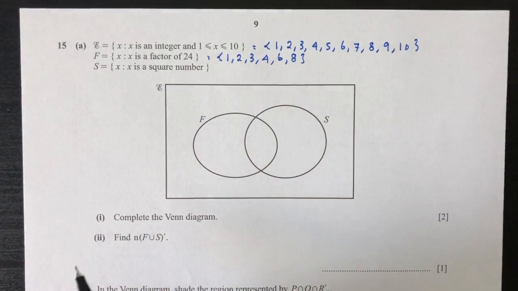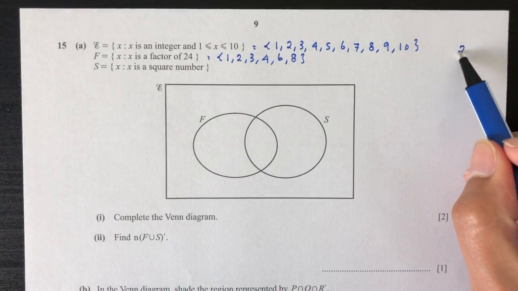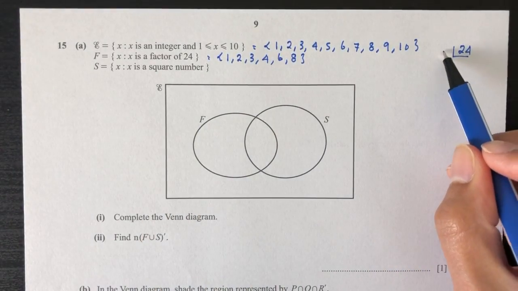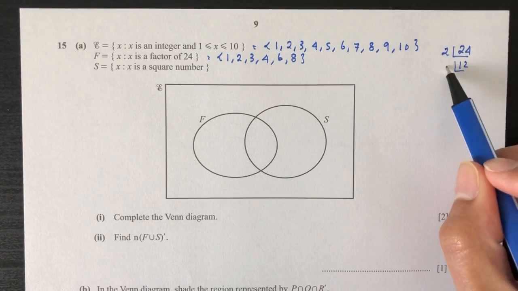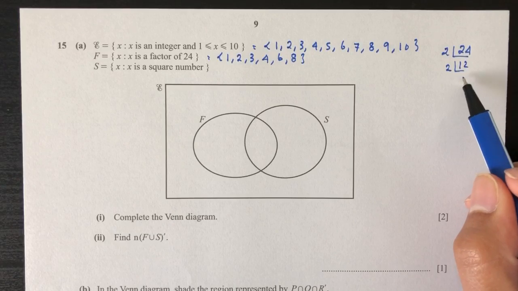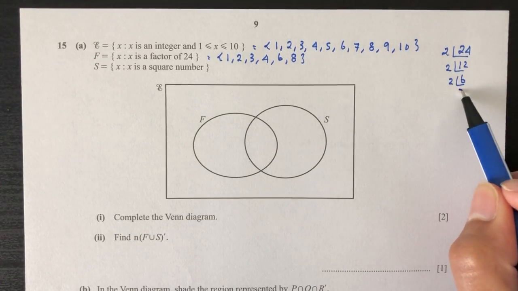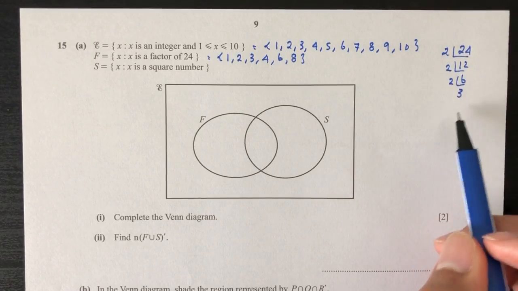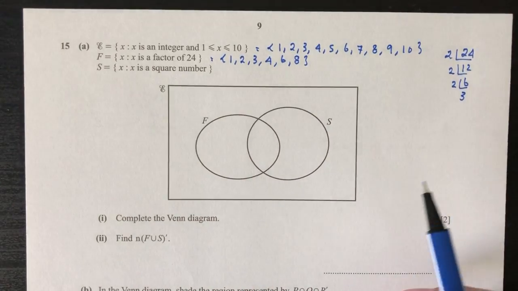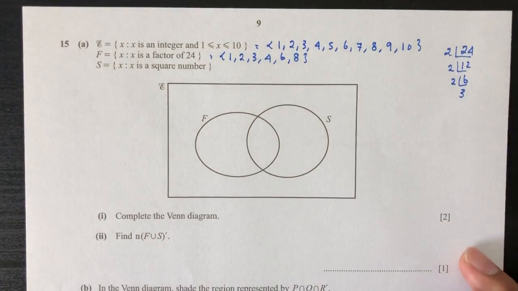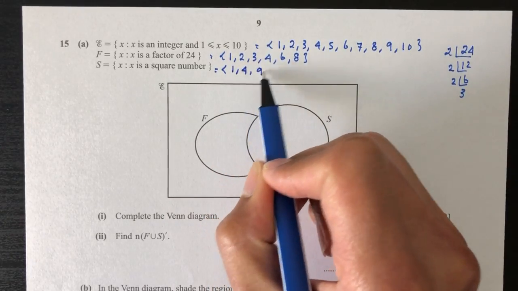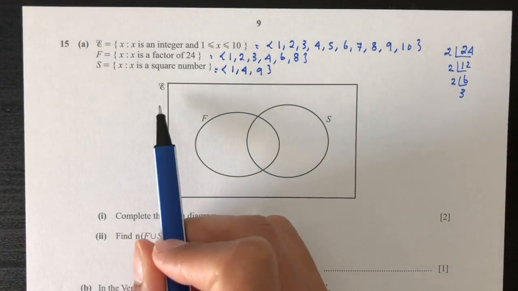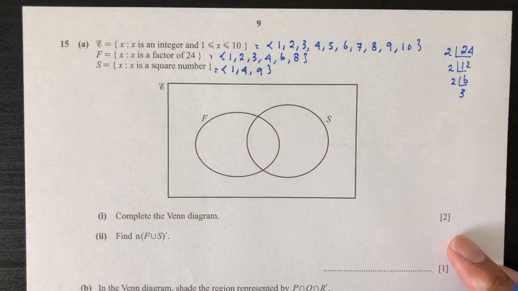Right, factors of 24. You can find this by doing the division to find the prime factors of 24. You have 12, 2, you will have 6, 2, 3. You can try it out, and you will see these are the factors of 24. Now S is a square number, it will be 1, 4, and 9. Right. Now let's complete this Venn diagram.